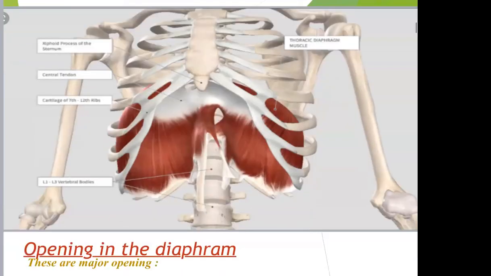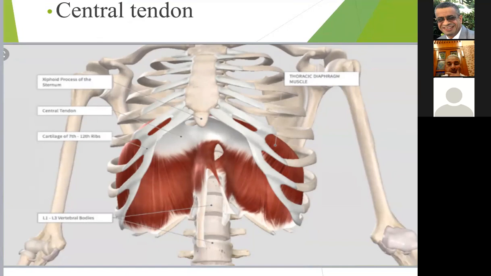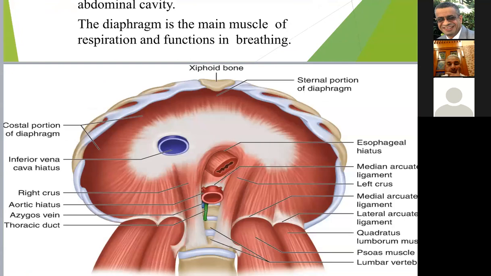First, it has the vertebral origin, where the two crura, the right and the left crus. Okay, this is the right crus, where it originates from the body and the disc of the L2 and L3 vertebrae. And the left, which is smaller, arises from the L1 and L2 bodies and discs. Also the medial, and this is in this diagram, the medial arcuate ligament.